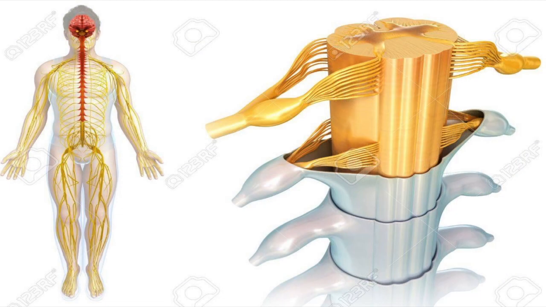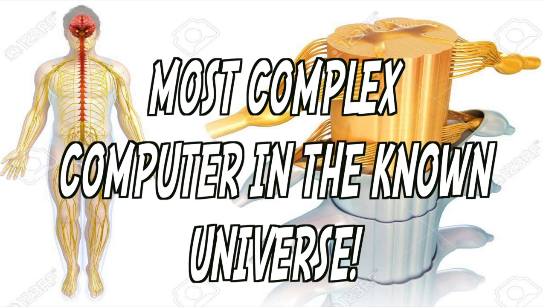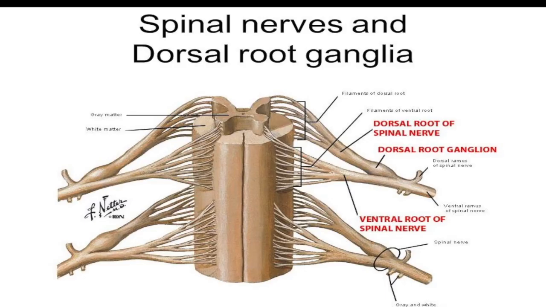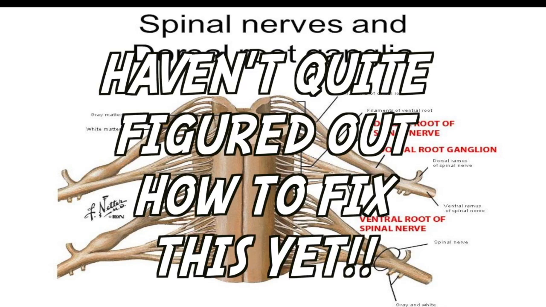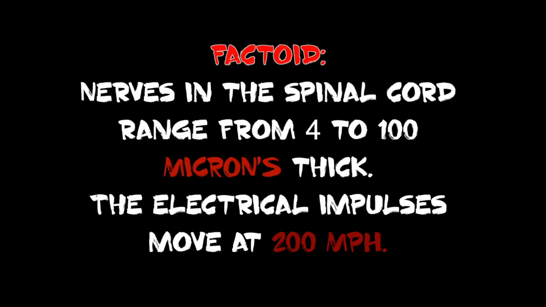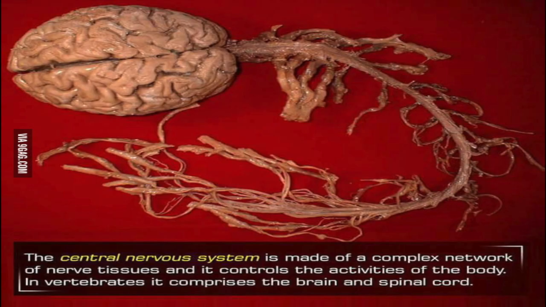What we have in our body is the most complex computer in the known universe. With this depiction, you see the spinal nerves and dorsal root ganglia. These things are measured in microns, and they haven't quite figured out how to fix this yet. Interesting factoid, nerves in the spinal cord range from 4 to 100 microns thick, and the electrical impulses move up to 200 miles per hour. Here it is. The central nervous system is made of a complex network of nerve tissue, and it controls the activities of the body. In vertebrates, it comprises the brain and spinal cord. Operating on this is like trying to operate on Jell-O.